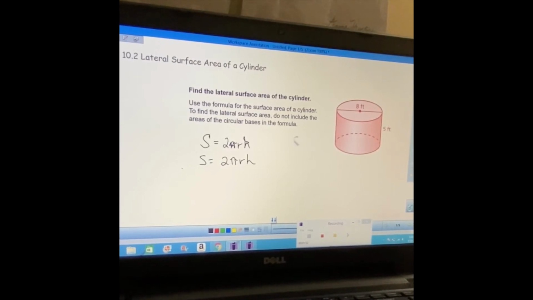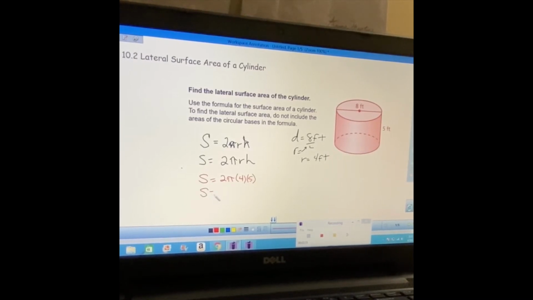Okay, so we need the radius. Up here, that 8 feet is the diameter. If we want the radius, we're going to cut that in half, right? So we know our radius is going to be 4 feet. Okay, so we're going to plug that information into our formula. So we have surface area equals 2 pi times 4 times the height, which is 5 feet.